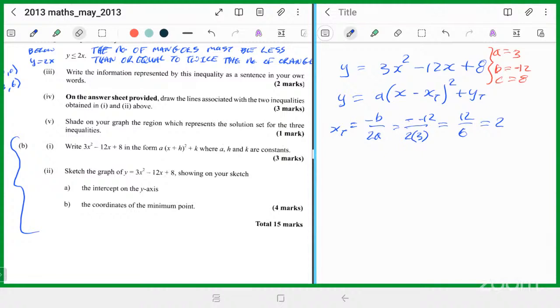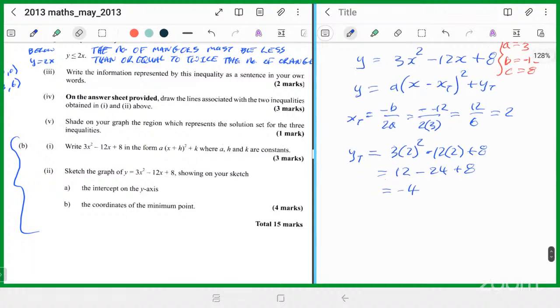When my xt is a whole number as it is now, I can find my yt by taking the xt value and plugging it into the original function. The x value here equals 2. I don't have to use a formula to do it. yt is 3 times 2 squared minus 12 times 2 plus 8. This is 4 times 3 is 12, and this is 24, so negative 12 plus 8 is negative 4. So my y is negative 4.